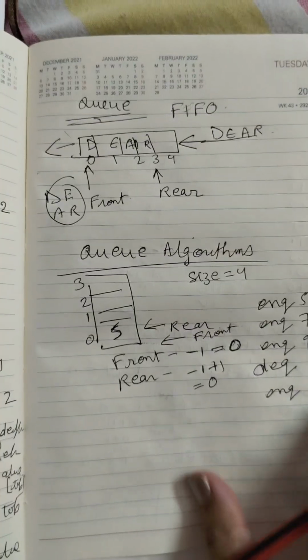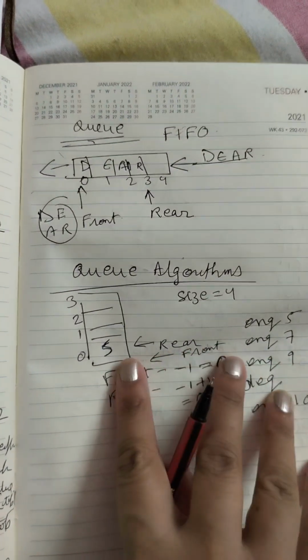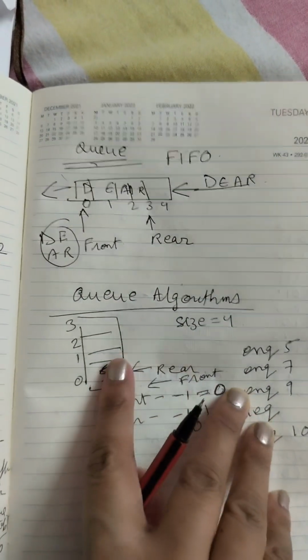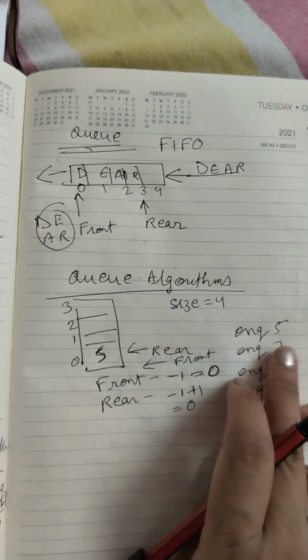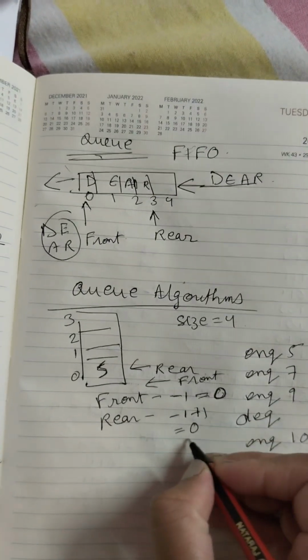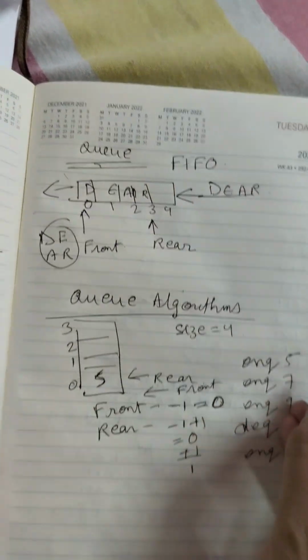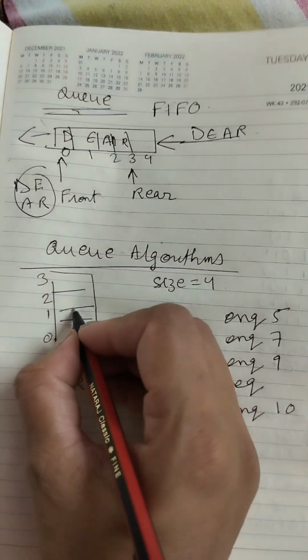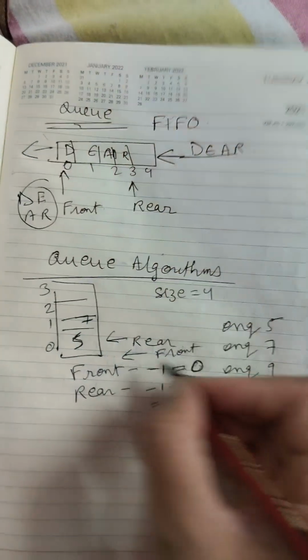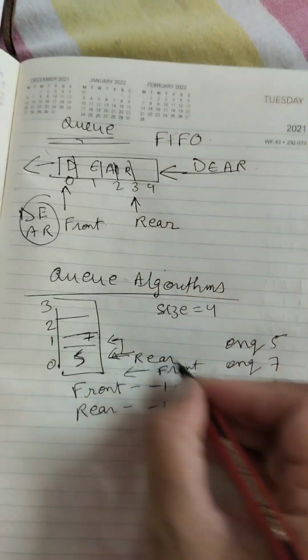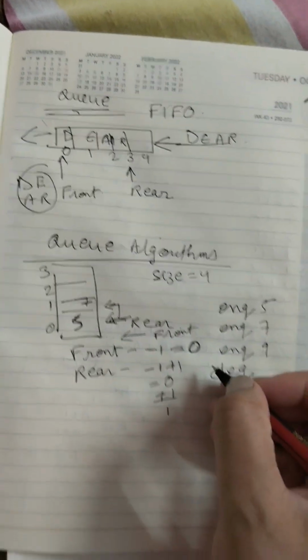If a dequeue comes, I will dequeue from the front, and if an insertion comes, I will increment the rear and place the new value. For example, now we have enqueue 7. I will increment the rear by 1. It will become 1, so at the first position I will put the value 7. Front is here, but rear has shifted to this number. So front is still pointing towards 5.